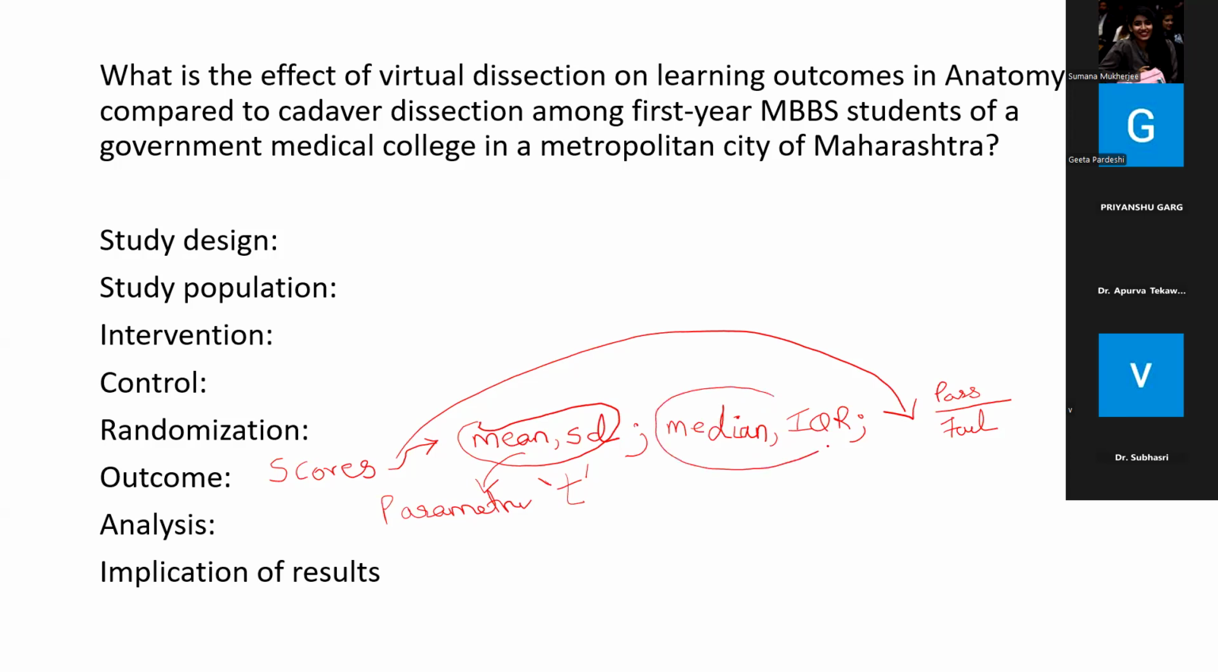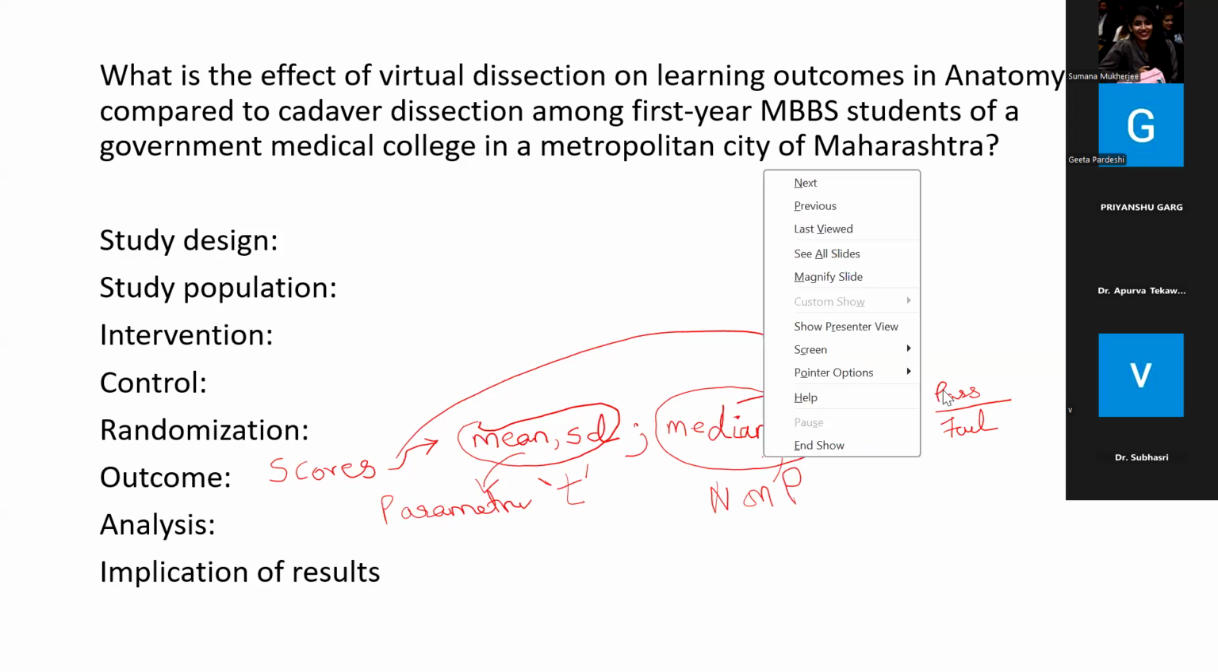Now, supposing you tested and found it's not normally distributed, so you report it as median and interquartile range. Then what would you do? You would have to use the non-parametric test. Agree? The non-parametric test. And we are not going to go into those details.